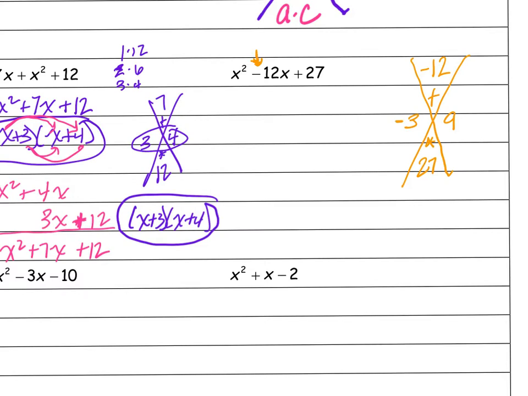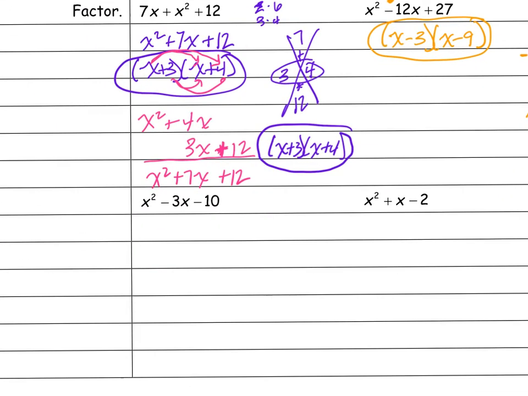So if I do negative 3 and negative 9, negative 3 times negative 9 is positive 27, and negative 3 plus negative 9 is negative 12. So those fit the constraints I have on my problem. So here we go. I'm going to write it as x minus 3 times x minus 9. And there's my answer. And again, I can check it if I need to see if I've got it right. But I know that these two numbers fit my constraints, so I'm pretty confident that that is the correct answer.